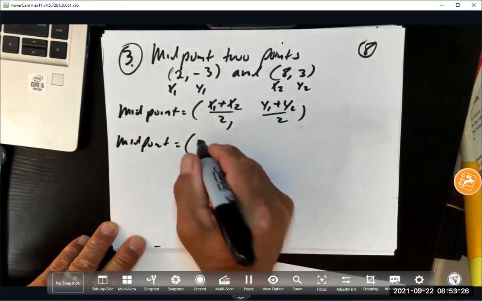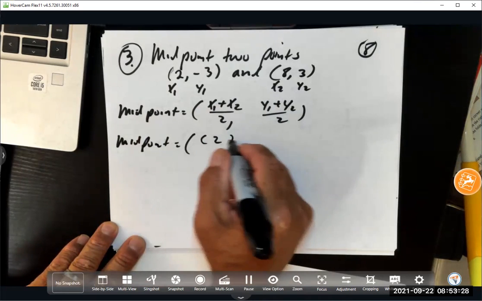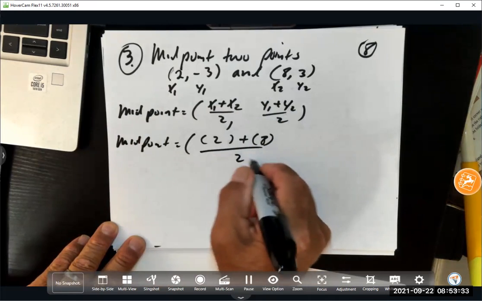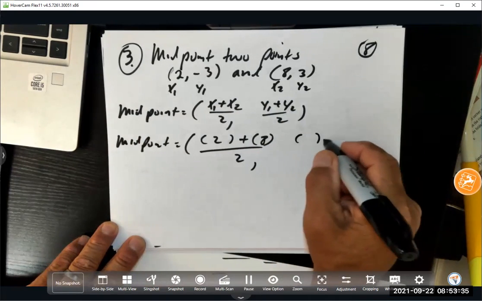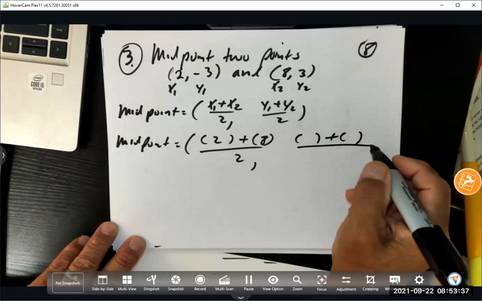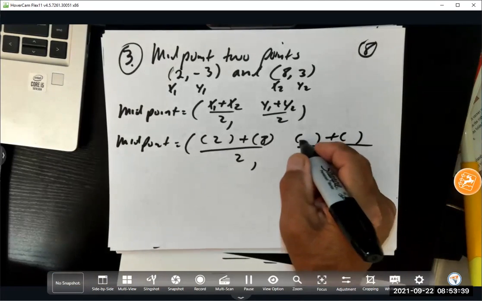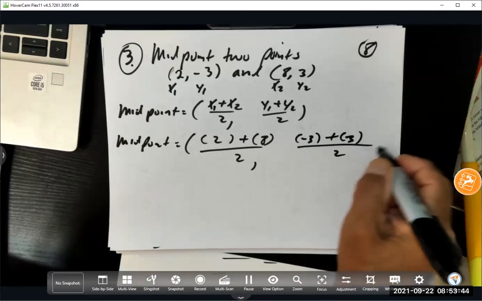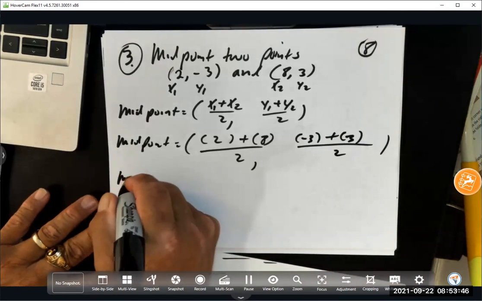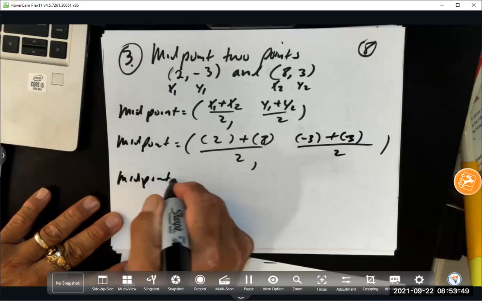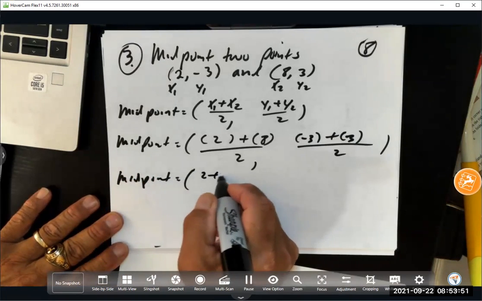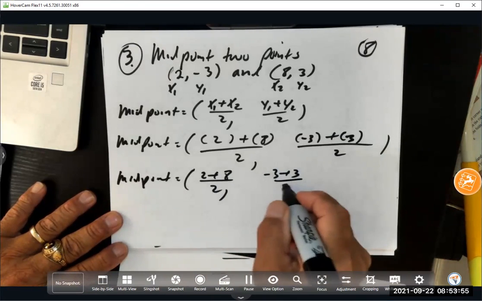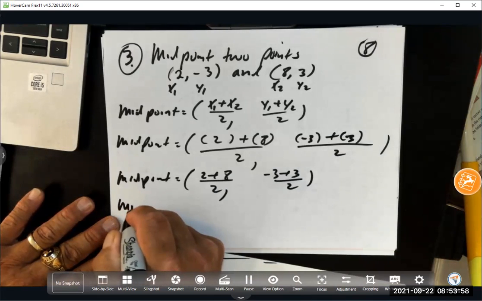What is x1? 2. What is x2? 8. Got it. What is y1? -3. What is y2? 3. All right, so now midpoint again. I'm gonna go 2 plus 8 over 2, -3 plus 3 over 2. So now the midpoint again.